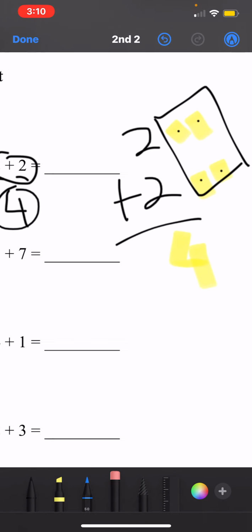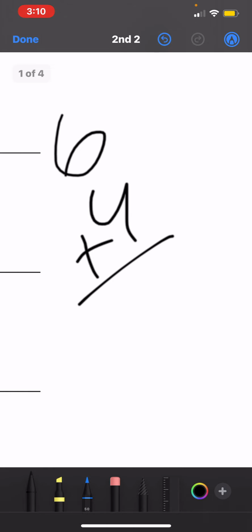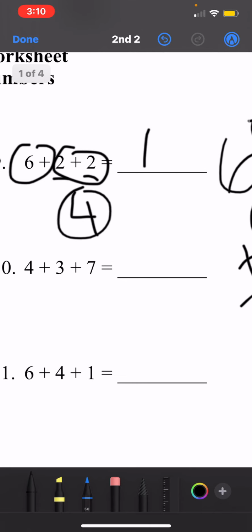I'm going to erase this. So 6 plus 4. Again, how we did before, let's make dots. So 6 dots. 1, 2, 3, 4, 5, 6. And now 4 dots. 1, 2, 3, 4. Now we are going to combine them. Now let's count how many dots we have in the box. There's 1, 2, 3, 4, 5, 6, 7, 8, 9, 10. There are 10 dots, which means our answer in total is 10.